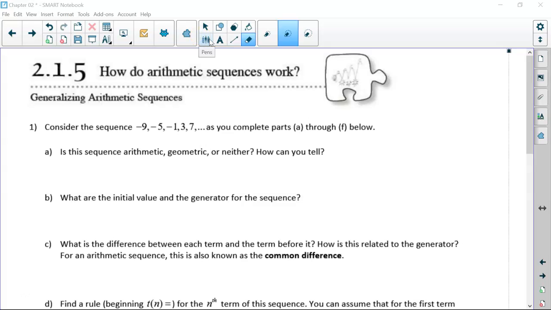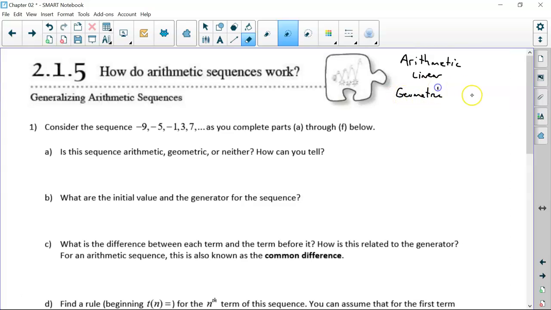Okay, welcome to section 2.1.5. We're going to be talking about arithmetic sequences. Remember, arithmetic sequences are our linear sequences. They're adding the same thing each time. Geometric sequences are exponential. We're multiplying by the same thing each time.